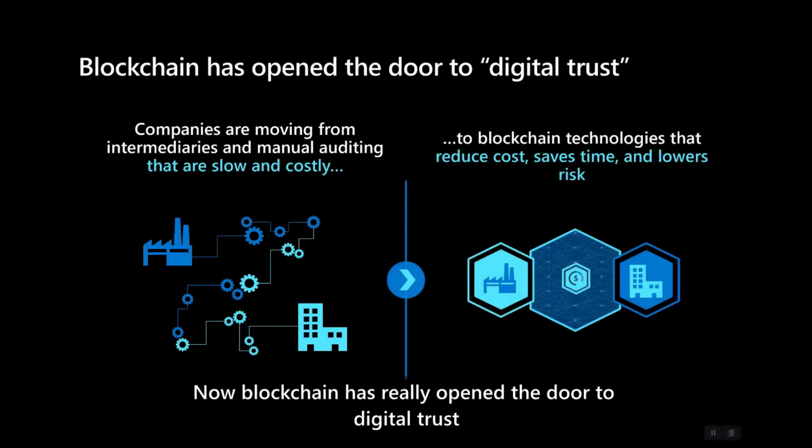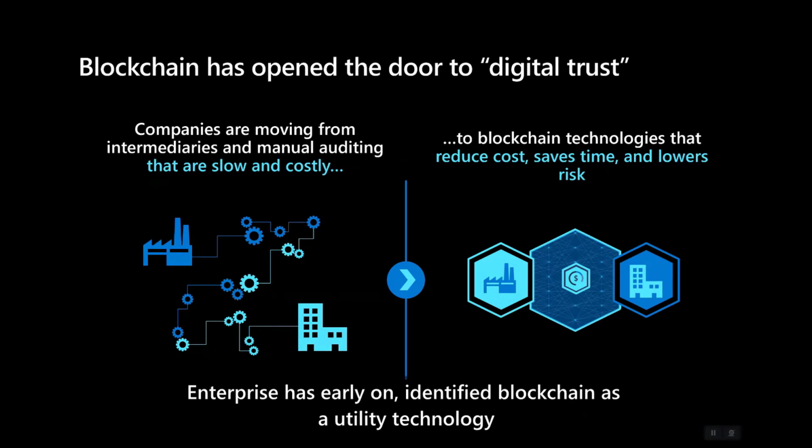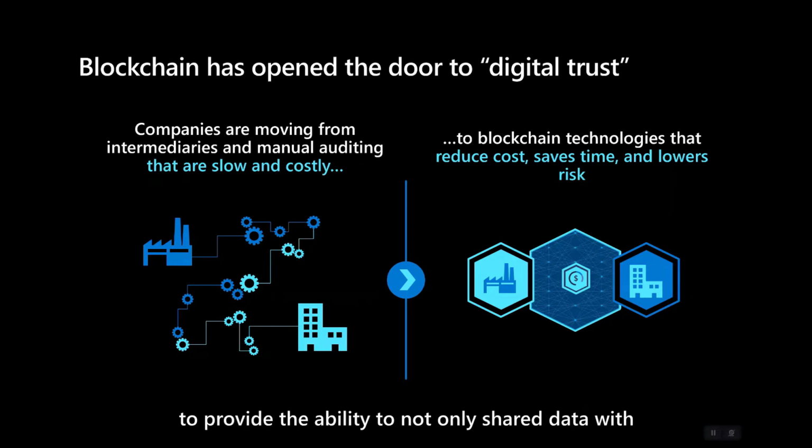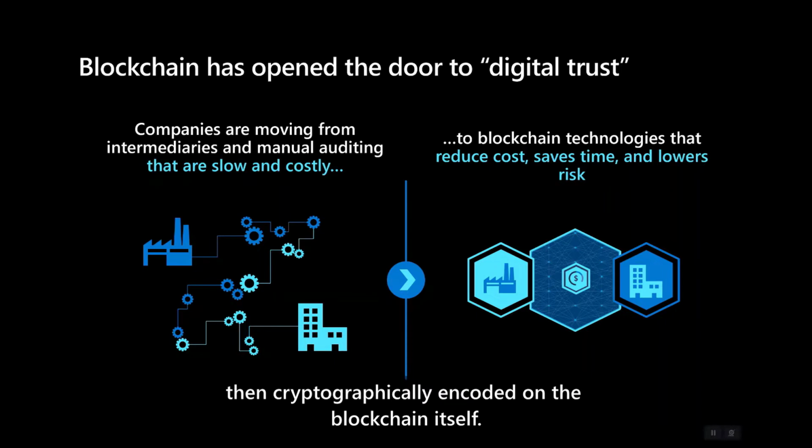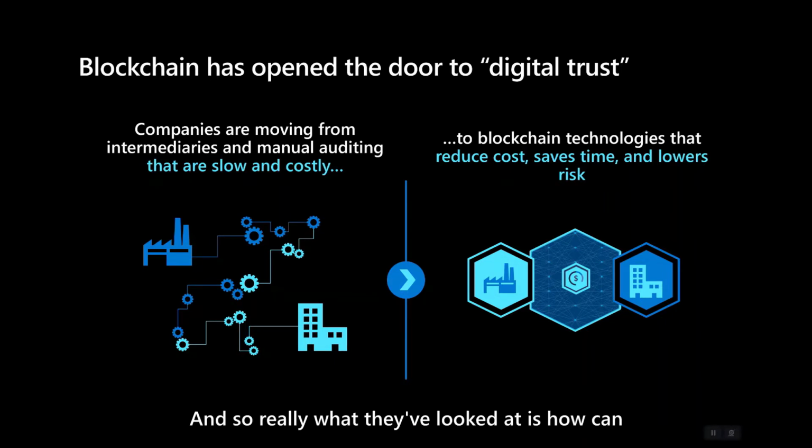Now, blockchain has really opened the door to digital trust in the enterprise ecosystem. Enterprises early on identified blockchain as a utility technology to provide the ability to not only share data with multiple parties, but to ensure that that data itself is protected and cryptographically encoded on the blockchain itself. And so really what they've looked at is how can this new technology be used to ensure that in these multi-party processes, or even in processes inside of my company itself, that my data is being protected.